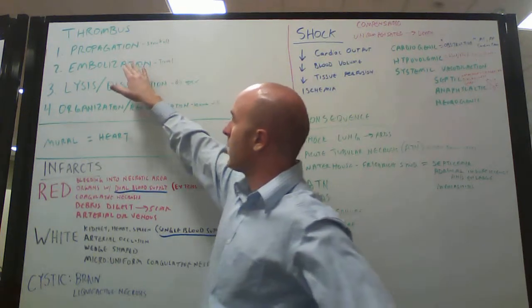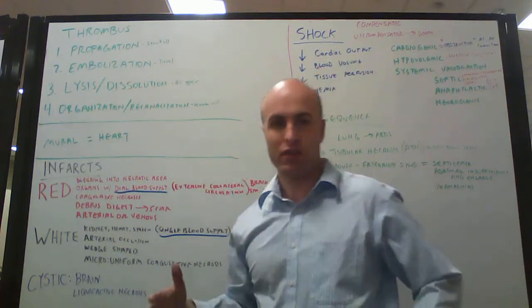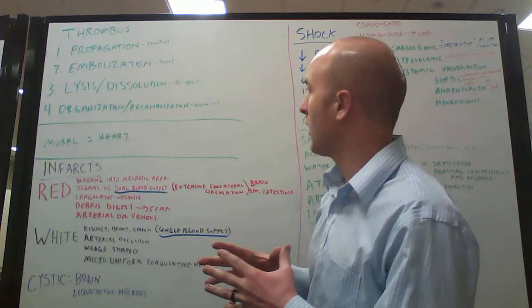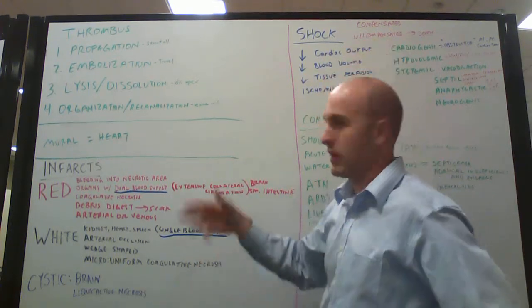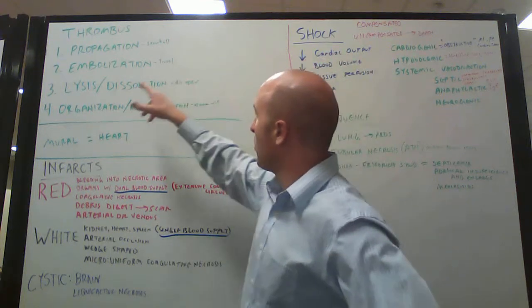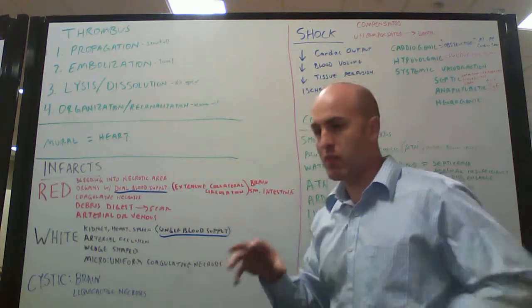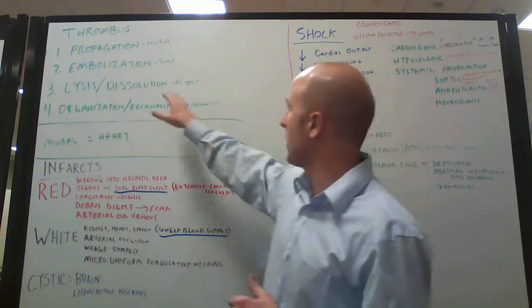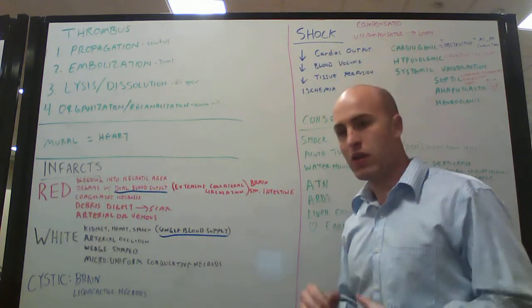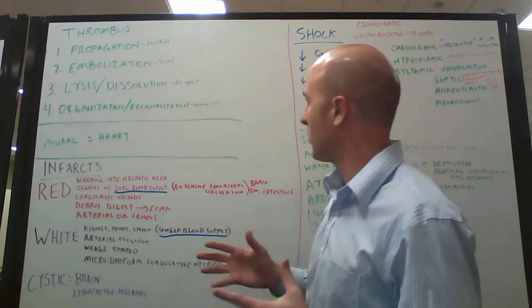In the case of propagation, think of it almost like the snowball effect: the thrombus is just getting bigger and bigger with all the platelet effects going into it. Embolization is the case where it breaks free and travels through the blood circulation. Lysis and dissolution is where the clot gets broken down until it disappears.